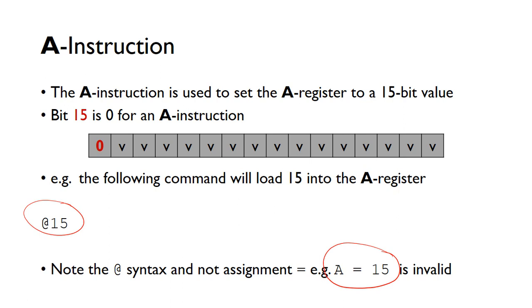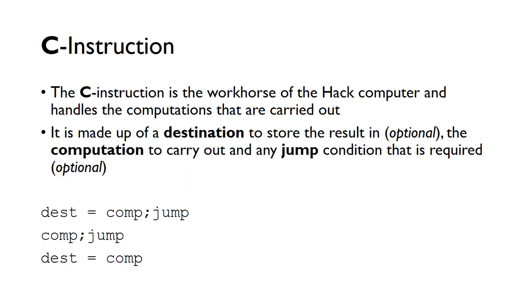So for example, where we've got @15, the instruction, well, we know 15 in binary is just 1, 1, 1, 1, and the rest zeros. So all these bits here will be 0, plus this final 0 in bit 15 to signify that it's an A instruction. So the instruction is very easy to assemble. You just simply convert the value in the instruction into its binary equivalent.